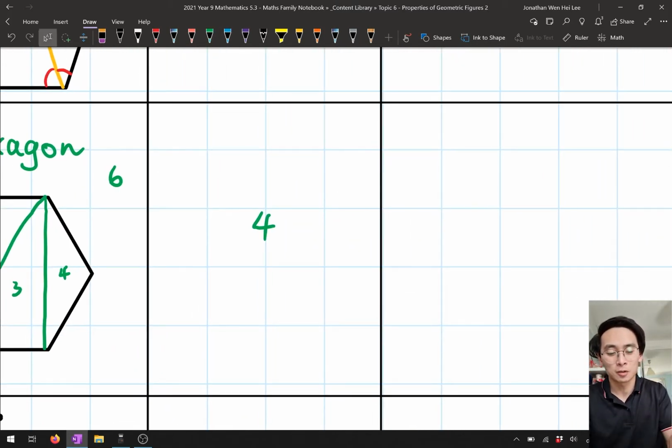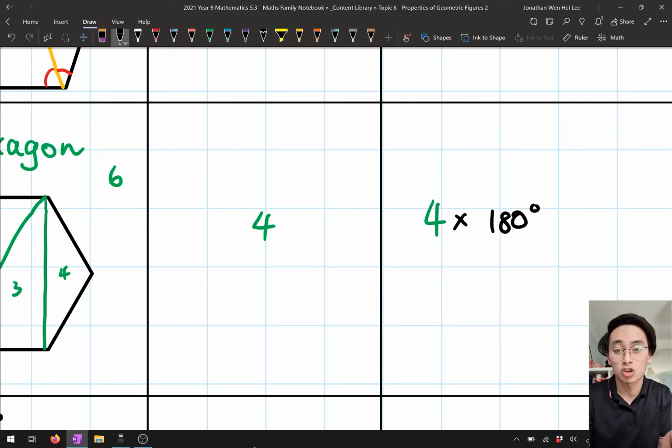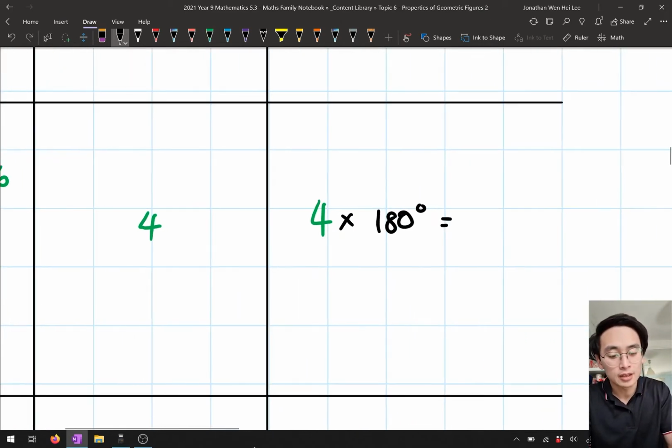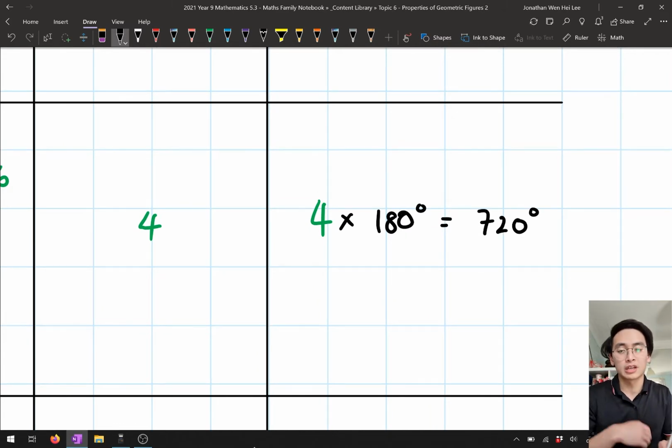And so if I want to find the angle sum of a hexagon, that's just 4 lots of 180 degrees, because each triangle is just 180 degrees. And so that is going to be 720 degrees.